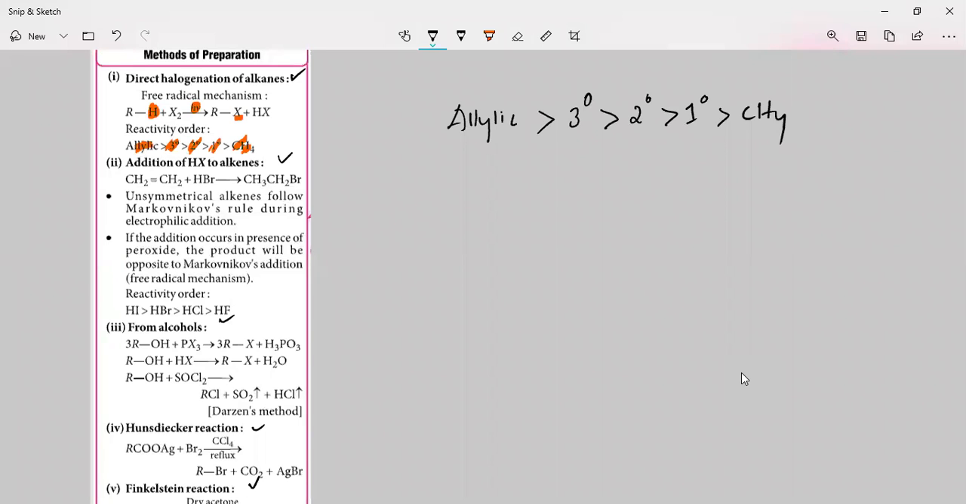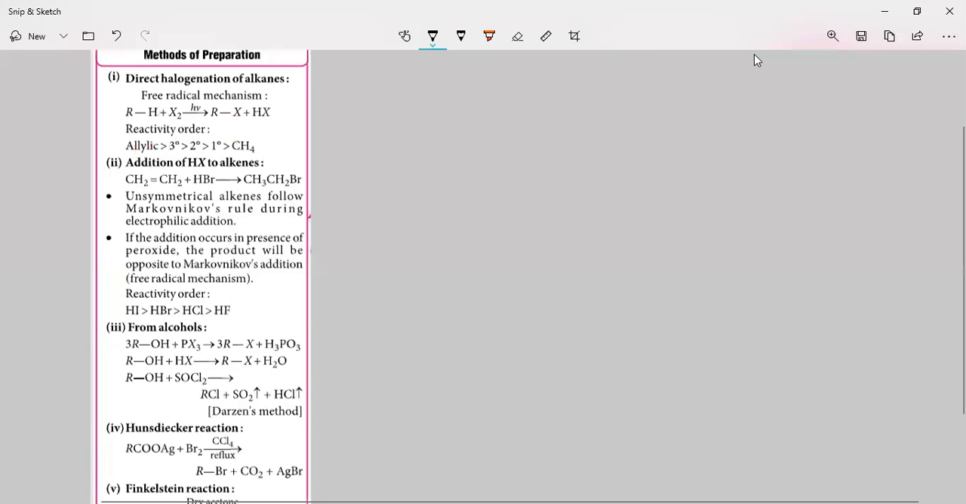In direct halogenation of alkanes, what are we doing? Simply we are taking an alkane and treating it with the halogen in the presence of sunlight. In the place of H, we get the halogen, and we get the alkyl halide. Next one is addition of hydrogen halide to alkenes. So we have prepared from alkanes. Now let us go for the preparation from alkenes.